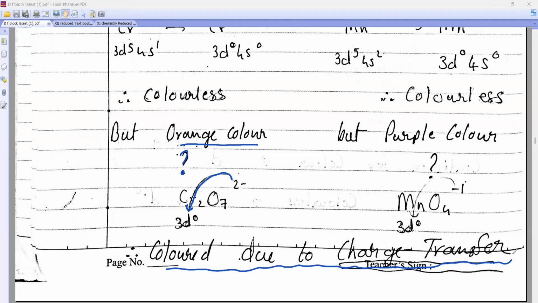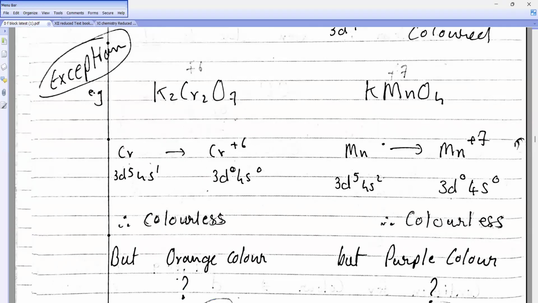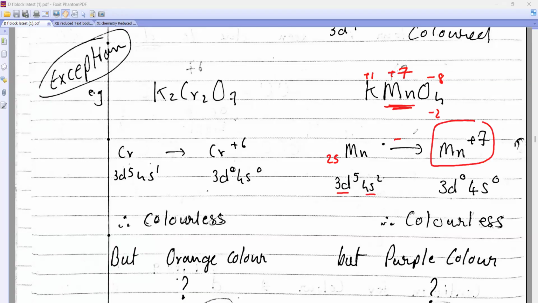Yes. Okay. Similarly, now you tell me, Zia, this KMnO4, potassium permanganate. One potassium is how much, beta? Plus 1. One oxygen is minus 2. So this is minus 8. So Mn should be how much? Plus 7 or not? Tell me. Yes. Manganese atomic number is 25. So 3d5, 4s2. But here it is plus 7. So in order to become plus 7, how many electrons will it lose? 7: 2 from here and 5 from here. So what will it become? d0 or not? Tell me.